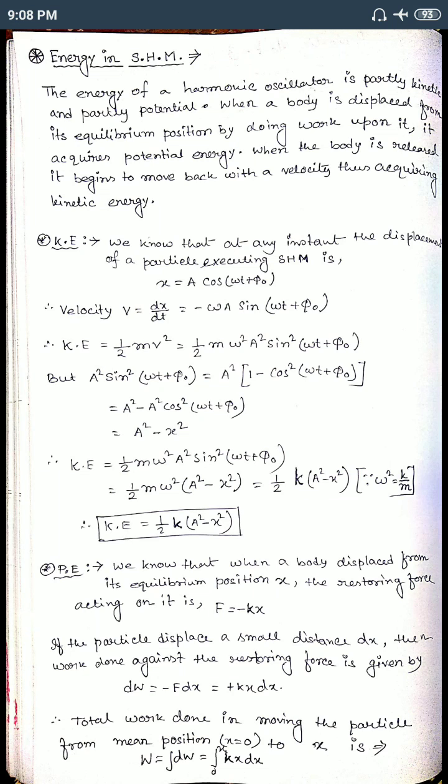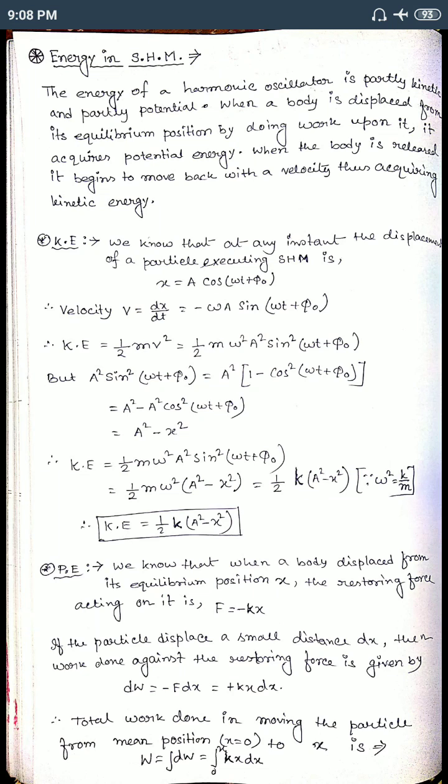If we differentiate it with respect to time, we get the velocity. So v equals dx by dt, which gives minus omega a sin(omega t plus phi naught), because when we differentiate cos, it becomes minus sine. Now in half m v square, in place of v square we put this value, so we get half m omega square a square sine square (omega t plus phi naught).